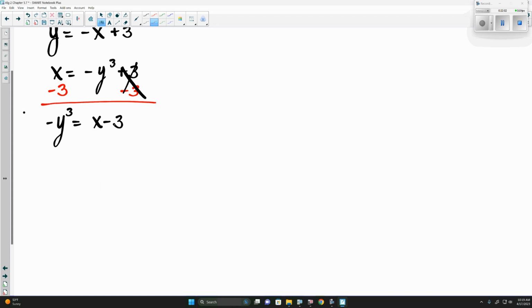So multiplication, yeah, we need to get rid of the negative. And we can do that one of two ways. We can either divide everything by negative 1, or we can multiply everything by negative 1. It doesn't matter which. So if we choose to divide everything by negative 1, negative y cubed divided by negative 1, negative and negative makes a positive, and we get y cubed equals x divided by negative 1 is negative x. Negative 3 divided by negative 1 is plus 3.